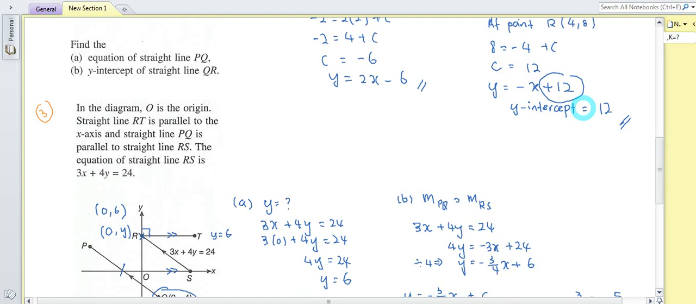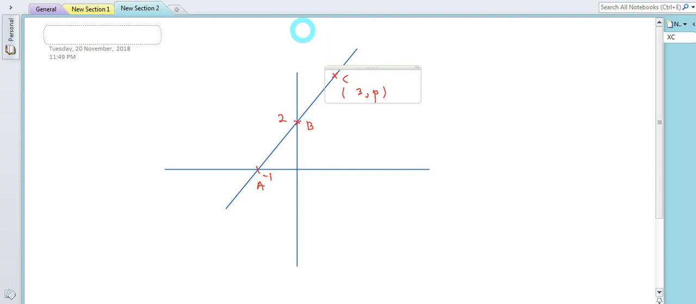Okay, one more thing. If you have a straight line A, B, C, and you have the points A and B, you want to find the coordinate for the value of p. So you need to know that any 2 points that fall on the same straight line actually have the same gradient. From here we know that the gradient of AB is equal to the gradient of BC or the gradient of AC. So I just use BC. Okay, how to find the gradient of AB? Very easy, right? You can use negative y-intercept divided by x-intercept.